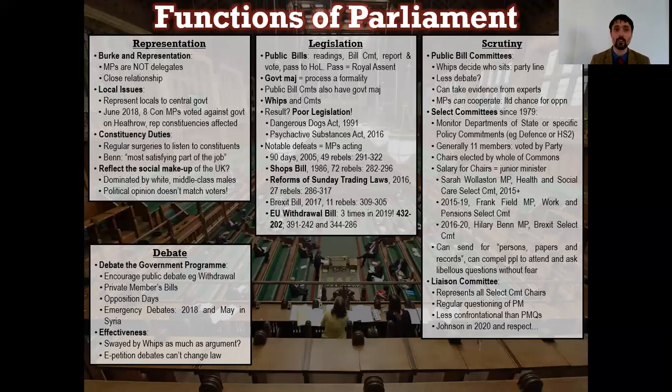And you might argue, well, what is the point of those debates? They can't change anything. What they can do is they can raise pressure, they can suggest ideas, they can form an impetus to form new legislation in the form of public or private members' bills.